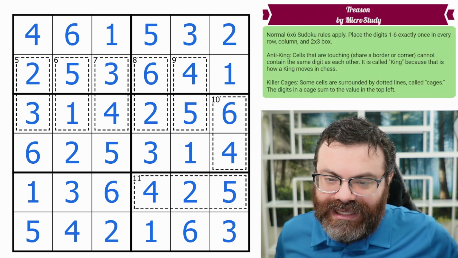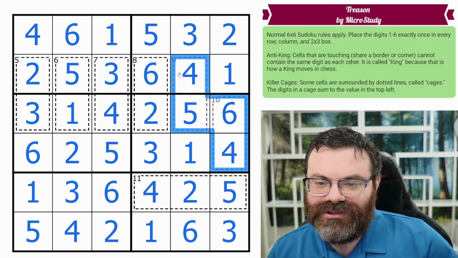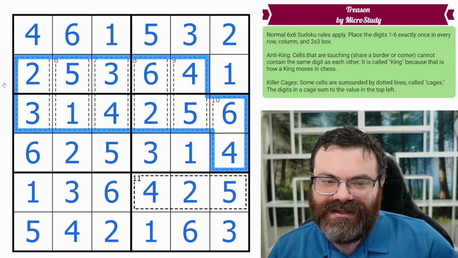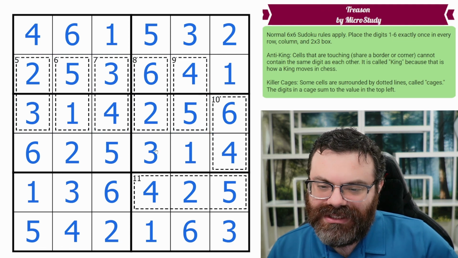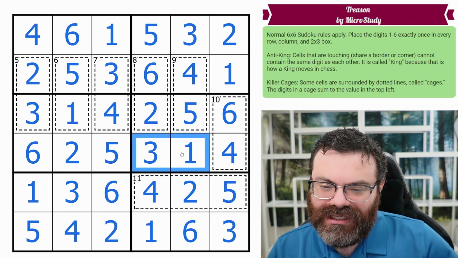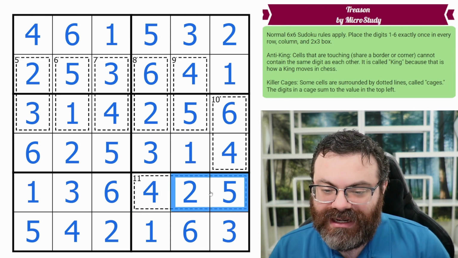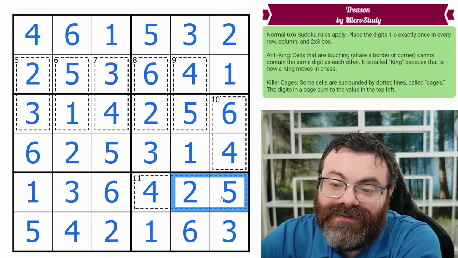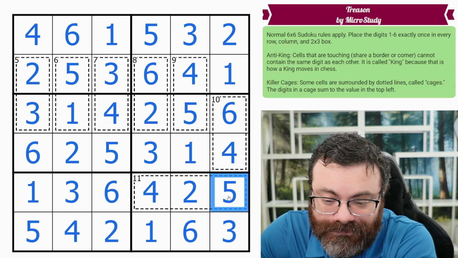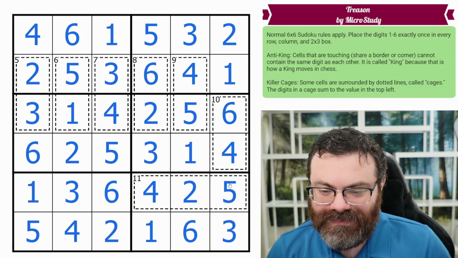Nice use of the anti-king for this long chain of 10 down to 5. And then also really nice that this 1-3 pair here made this a naked single. That was neat. And once that was a 4, that actually forced these to only be 2, 5, which was also neat. So yeah, cool ending to that puzzle.